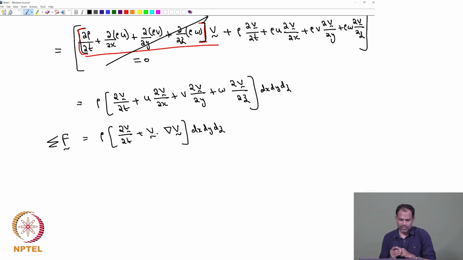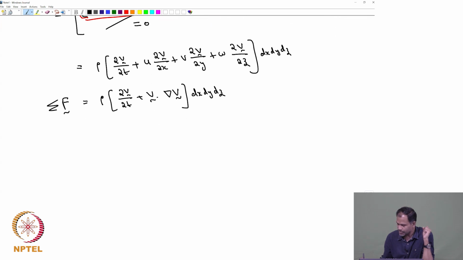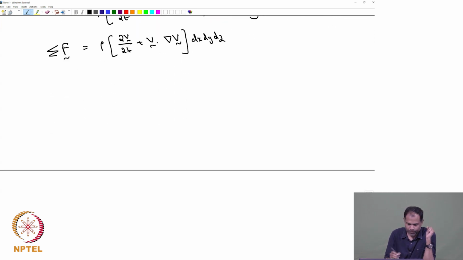Okay. So, that is where we have ended up. Now we need to talk about the forces acting on the fluid element. The forces can be of two types. One is called body forces and the other is called surface forces.